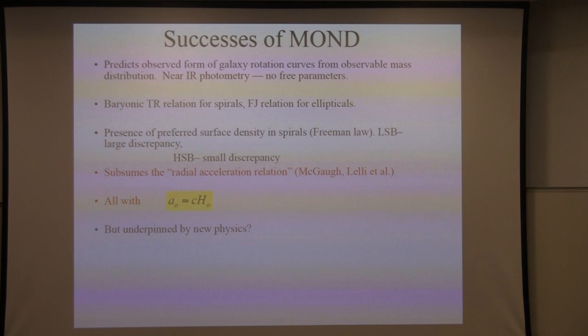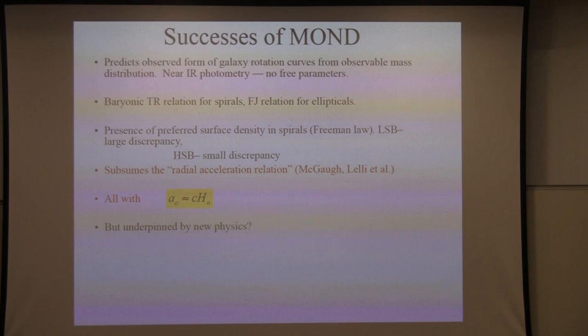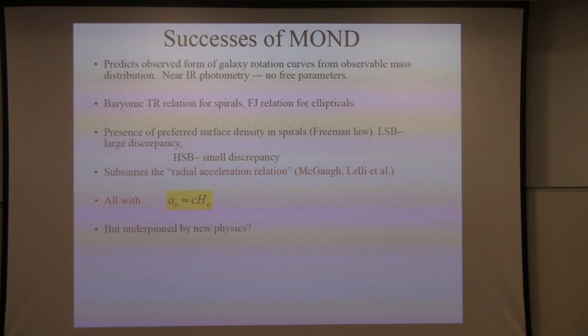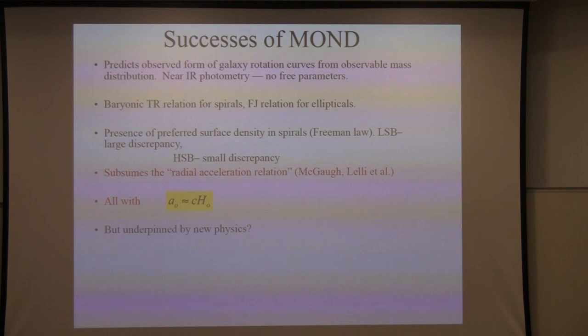And there's the presence of a preferred surface density in spirals, Freeman's law, and the existence of a large discrepancy between the observed and the dynamical mass, a large discrepancy in low surface brightness galaxies, and a small discrepancy in high surface brightness galaxies. Explained. And there's the new radial acceleration relationship, McGaugh, Lelli, and others. And this relationship is totally subsumed by MOND. It's evident. It's explained before it was observed, actually, before the observations were pointed out. And all with one fixed value of a naught, which is on the order of c times the Hubble parameter.